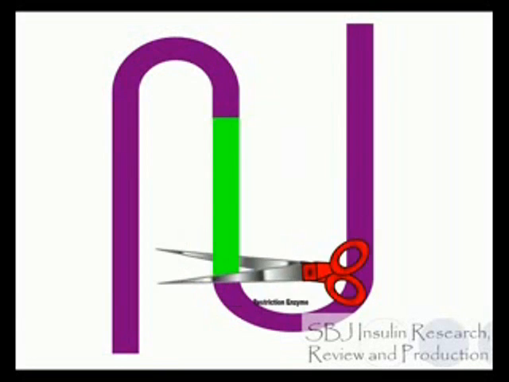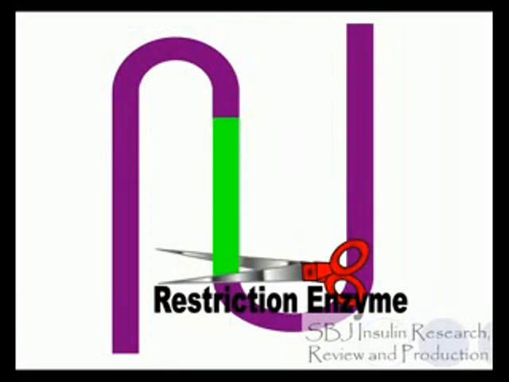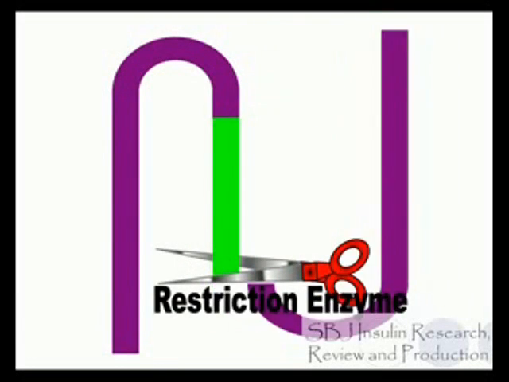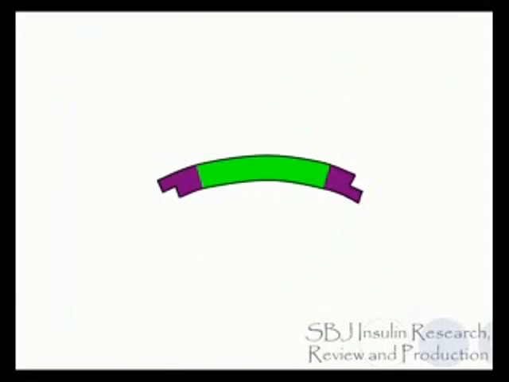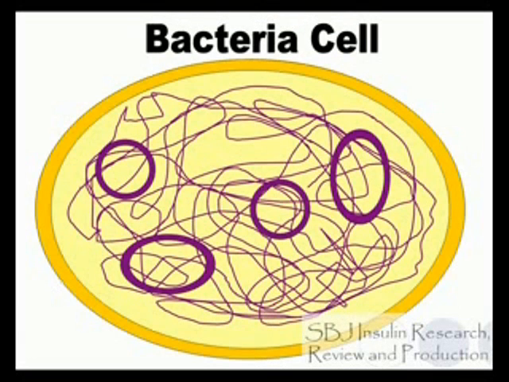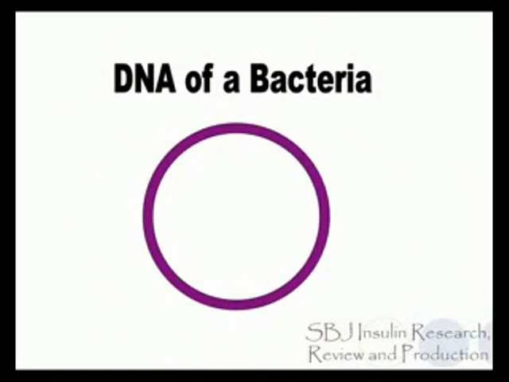So, to get this gene, we use restriction enzymes to cut it out. Restriction enzymes are like scissors. They cut your DNA at certain sections. Here is the insulin gene. This is a cell of a bacteria, another type of organism. In bacteria, some of the DNA is in circles. These are called plasmids, and we can use them to insert a gene into the bacteria.